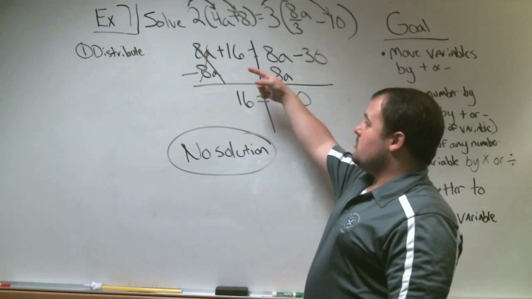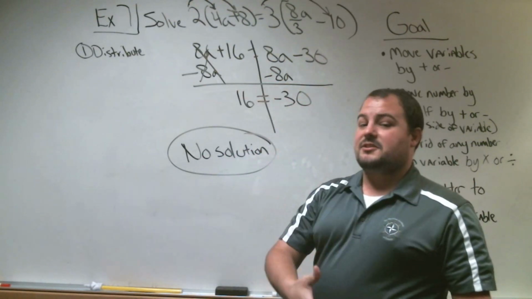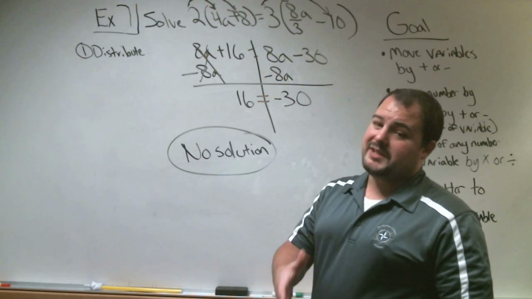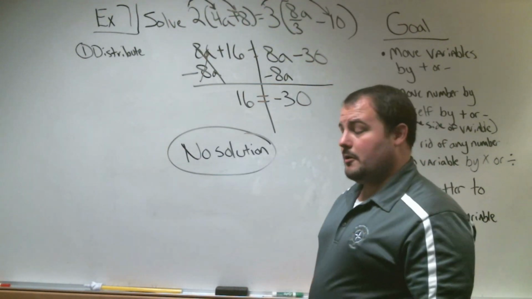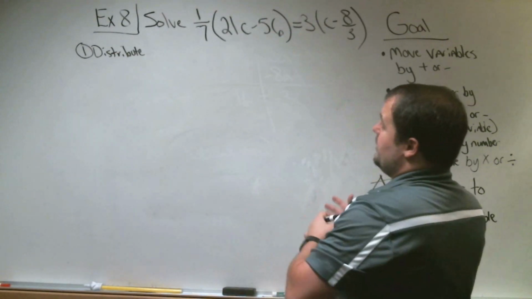Again, we distributed, we saw up here that they look the same, but there's different numbers that aren't with the variable, and since that's the case, no solution is possible for this one. Let's keep going. Alright, so in this problem, we're going to go ahead and distribute.